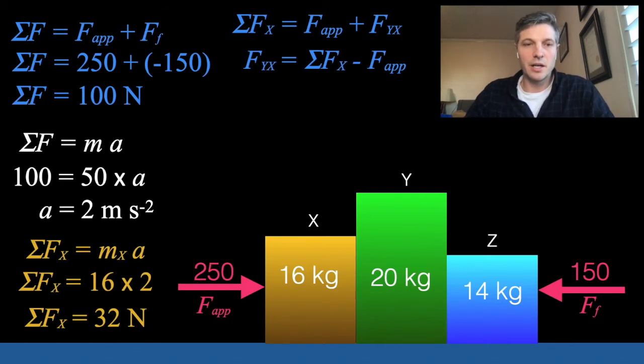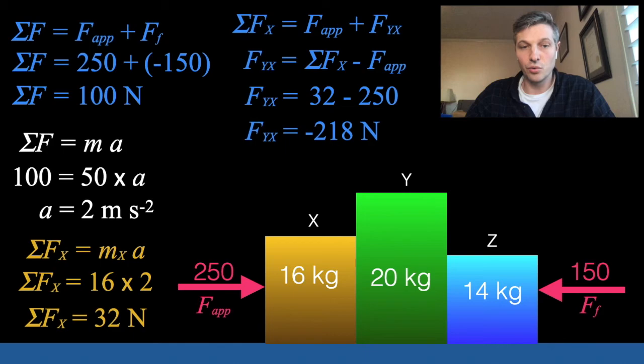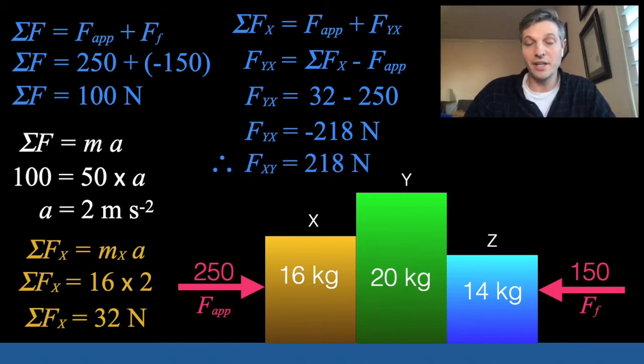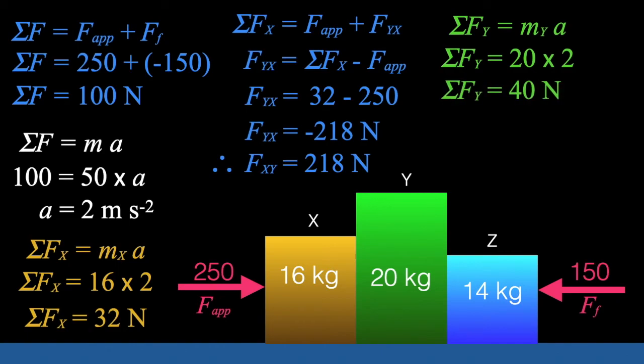Rearranging it to make the force that Y applies to X the subject, I end up with 32 minus 250. So the force that Y is applying to X is minus 218 newtons. Therefore, the force that X is applying to Y is 218 newtons. Now I'm going to jump to our friend the Y block, the green guy. He will have a net force that is equal to 20 kilograms times 2 meters per second squared, which gives us 40 newtons.